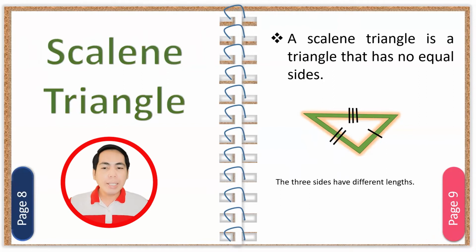The next one is the scalene triangle. A scalene triangle is a triangle that has no equal sides. So in other words, these 3 sides of this scalene triangle have different lengths, as indicated by the number of ticks on the sides. You can see here, we have 1 tick, this one has 2, and this one has 3 to indicate that they don't have the same lengths.